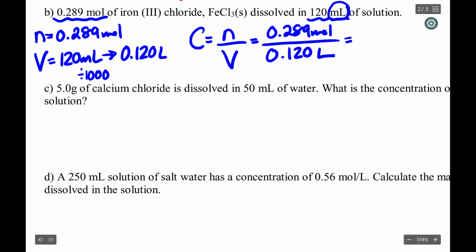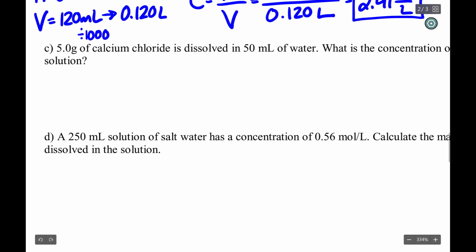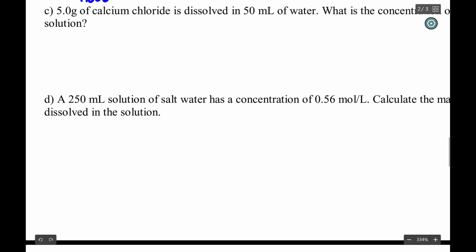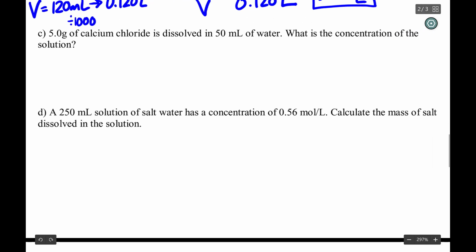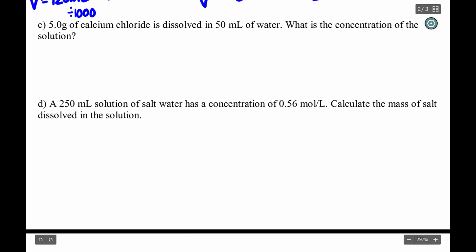And I get a total of 2.408, which would round to 2.41 moles per liter. Okay, question C. If you want to try it on your own, pause the video now. If you don't, we'll solve it together.